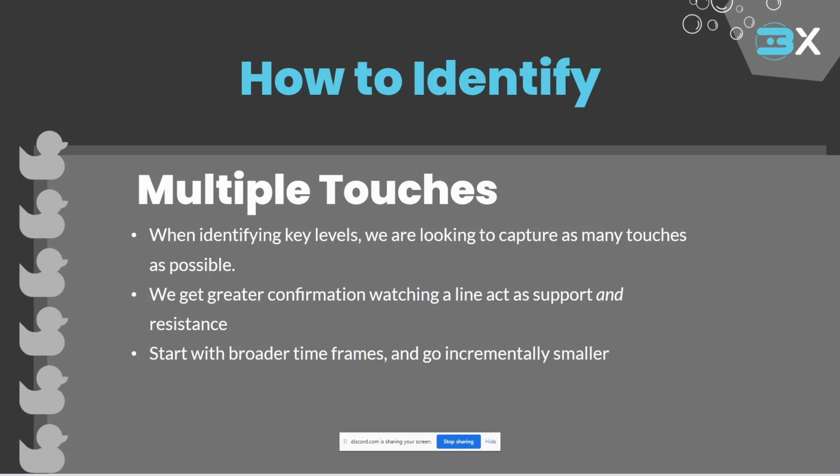And when we see multiple touches on both sides, so you see trend lines or support and resistance where it's treating it as a support, and then all of a sudden it flips to resistance, that becomes fundamentally stronger. We know that it is more relevant as a support or resistance.